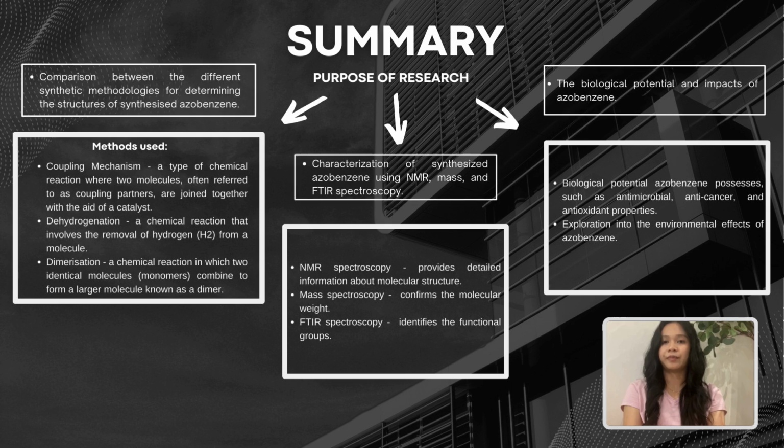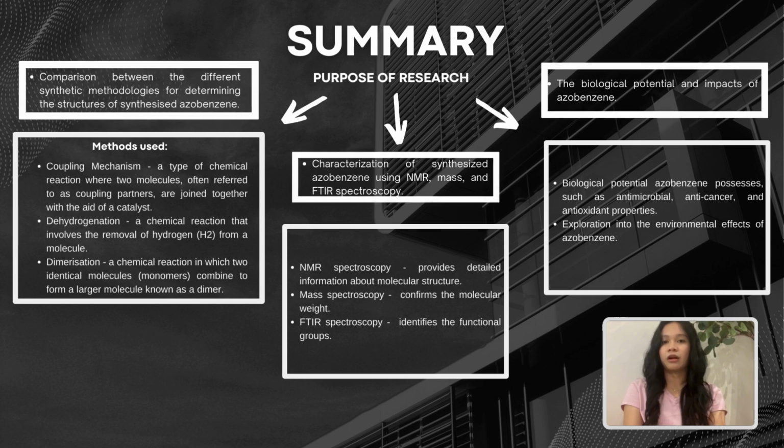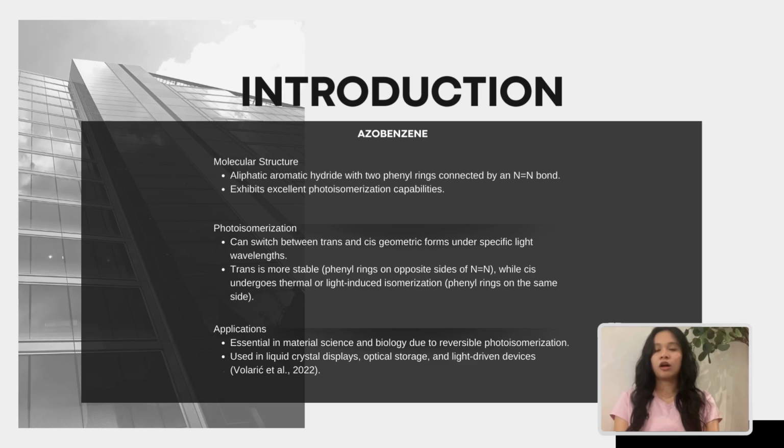Dimerization reactions are also employed, where two nitrobenzene molecules are reduced and then coupled to form azobenzene. NMR provides detailed information on the molecular structure, mass spectrometry confirms the molecular weight, and FTIR identifies the functional groups. Understanding these synthetic methods and their biological impacts is essential for developing new, safer, and less toxic materials and applications.